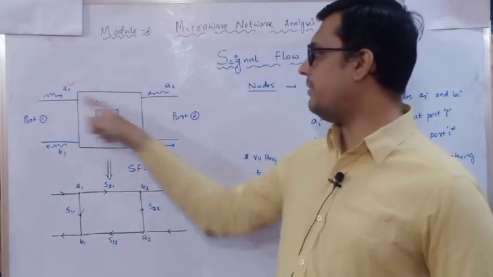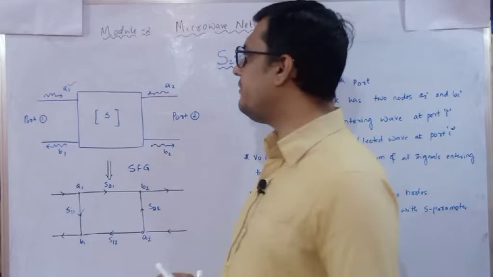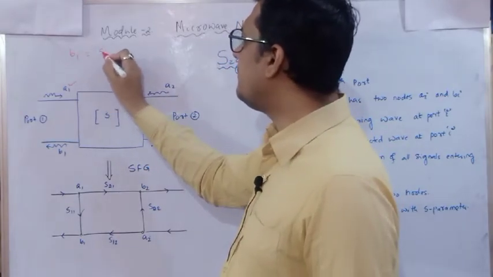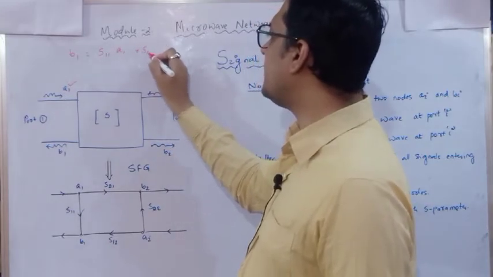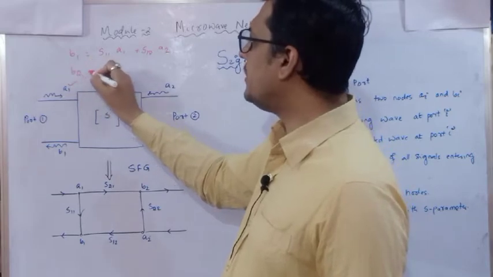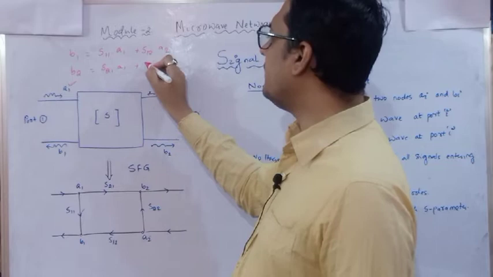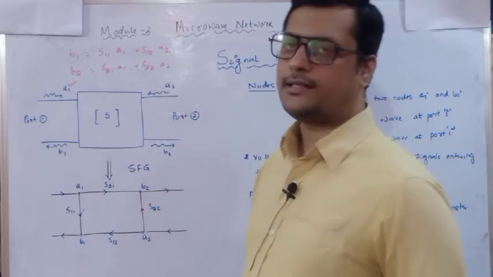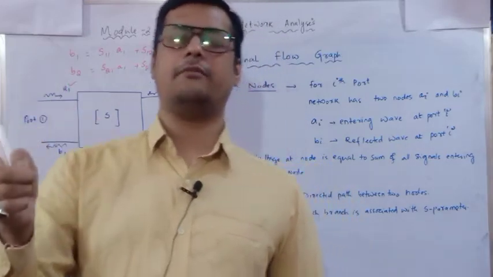Now with the help of this relation, the S parameters we have identified. Now how have we identified the relations? B1 is equal to S11 into A1 plus S12 into A2, and B2 is equal to S21 into A1 plus S22 into A2. So that means the scattering parameters form a relation between the reflected wave with respect to the incident wave.